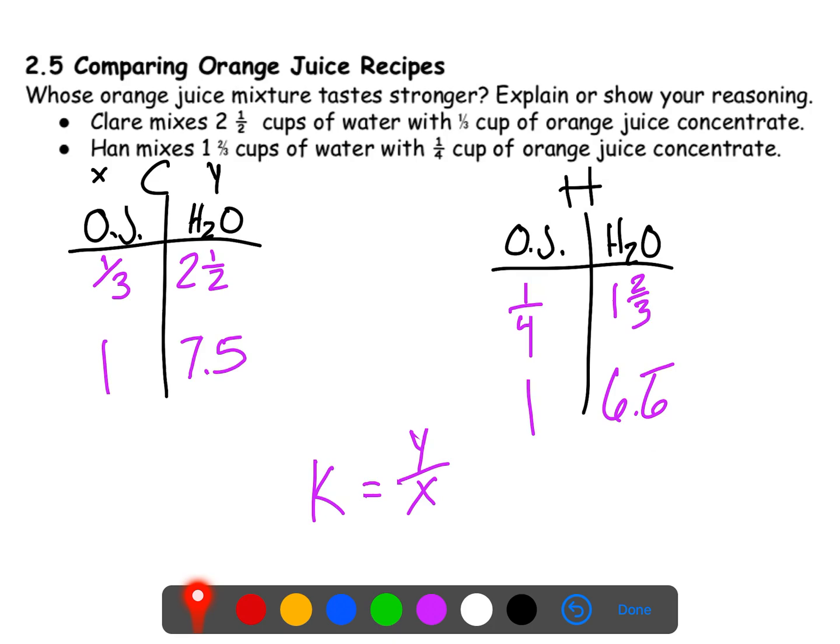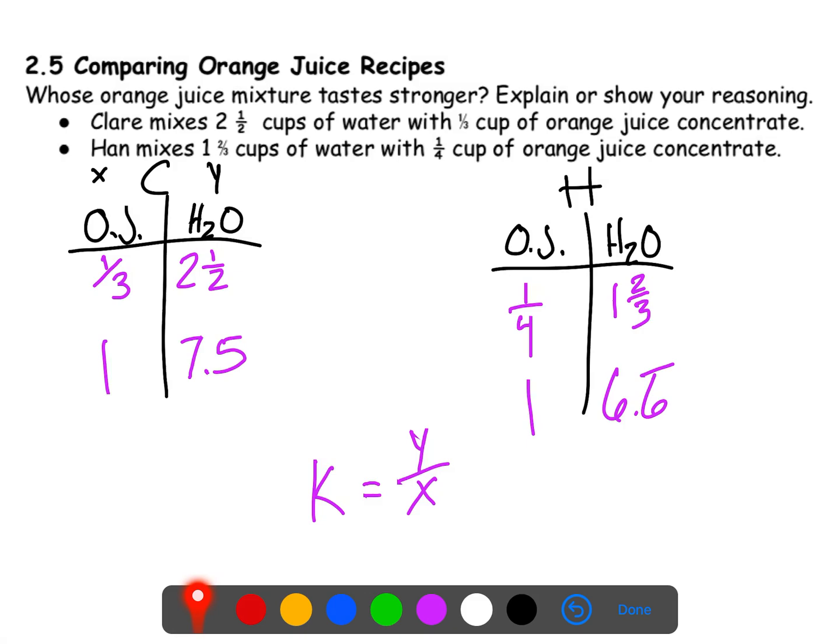And now we really need to think about this problem. So let's go back to the question we're answering. We're asked which orange juice mixture tastes stronger. Remember, that means we want less water in the mixture, so it's not as watered down.